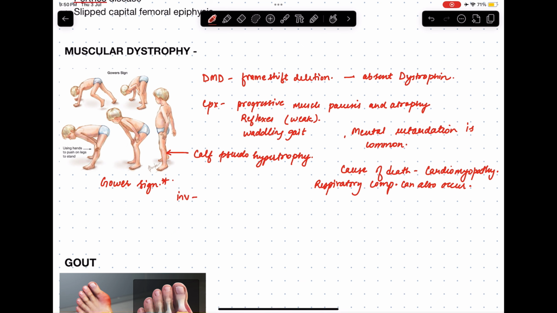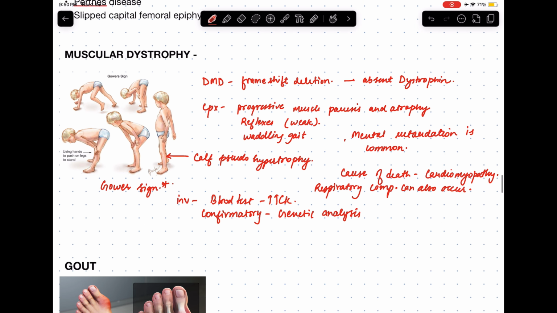Then for the investigations, we would do a blood test in which we'll be able to see creatine kinase level would be elevated, and along with that aldolase level would be elevated, but that is not important for AMC. And for the confirmatory test, we'll do genetic analysis. On that we'll detect whether the dystrophin gene mutation is present or not, and if this test is inconclusive, then we'll do a muscle biopsy for the diagnosis of Duchenne muscular dystrophy.